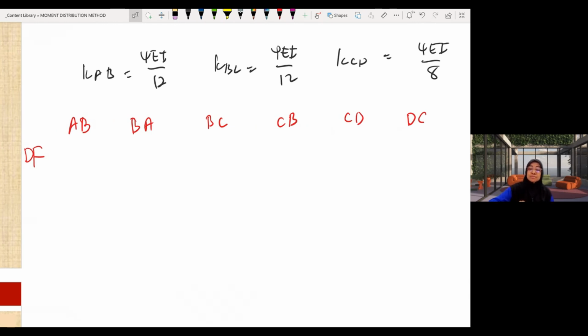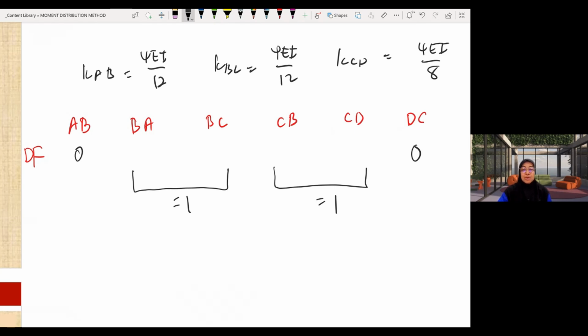From this, we want to calculate the distribution factor. The distribution factor for AB is 0. For DC is also 0. For B we have 2, BA and BC. And at C we have 2, CB and CD. In total, each pair must be equivalent to 1. So what is the value for BA, BC, and for CB, CD?